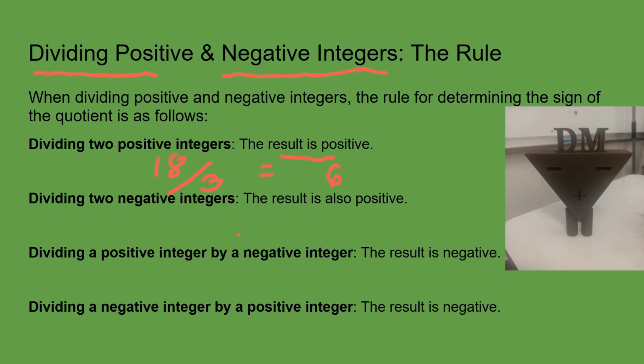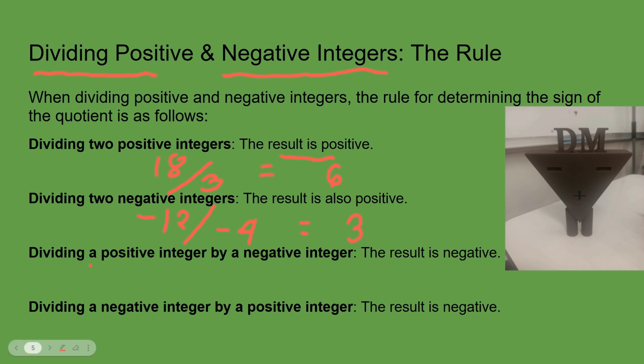Next, how about dividing two negative integers? It says here the result is also positive. That is correct. Example, negative 12 divided by negative 4. I forgot the sign. It's good I remember. So negative 12 divided by negative 4 will give us a result of 3, because the rule states that whenever you're dividing two negative integers, the result is also positive, which is positive 3.